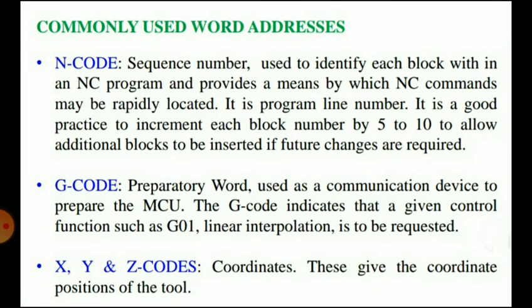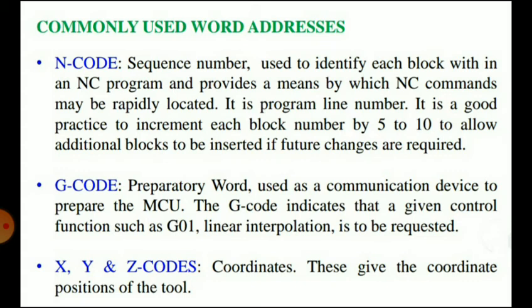Now we will see commonly used word addresses. First letter is N, the N code, which is a sequence number. It is used to identify each block within an NC program and provides a means by which NC commands may be rapidly located. It is the program line number. It is good practice to increment each block number by 5 to 10 to allow additional blocks to be inserted if future changes are required.